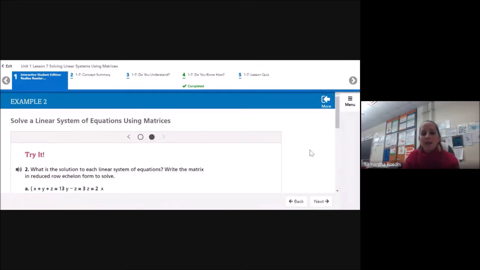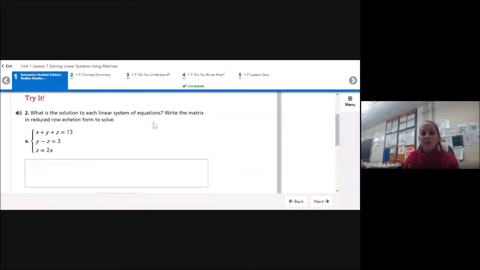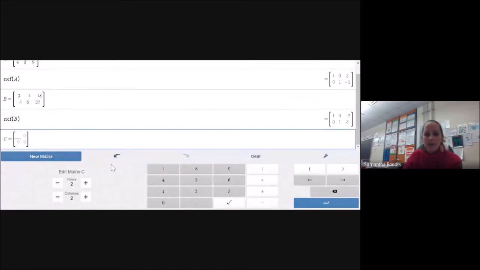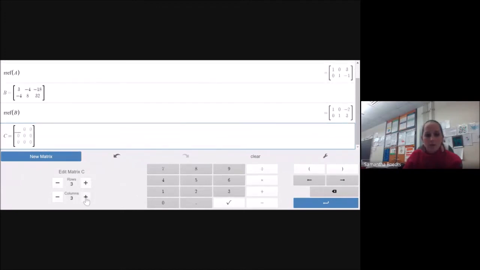So I can then try this out. What is the solution of each linear system of equations? Write the matrix in reduced row echelon form to solve. So I'm going to go ahead and create my matrices. This one's going to be C. There are 3 variables. So we need a third row and 4 columns.